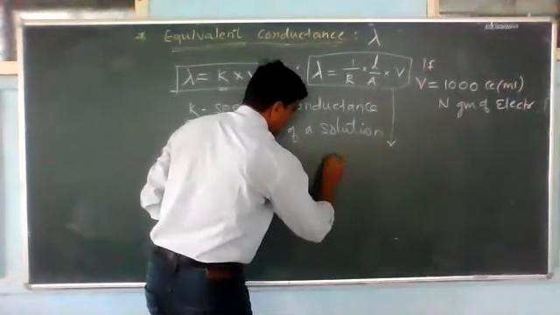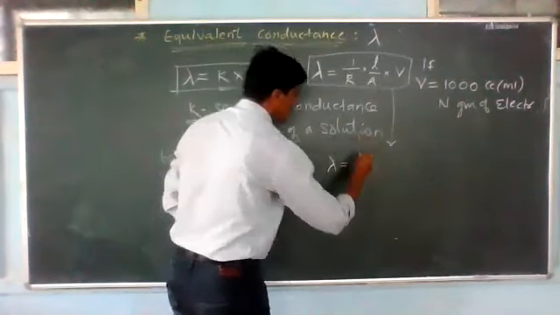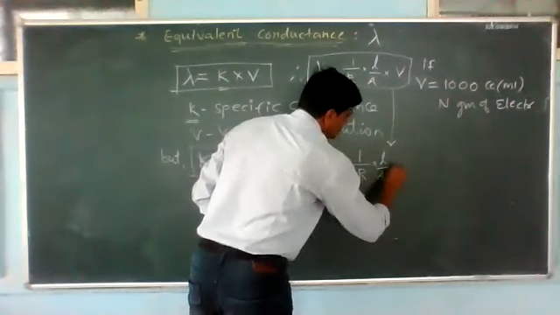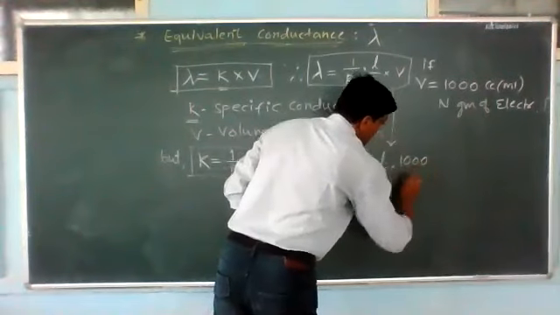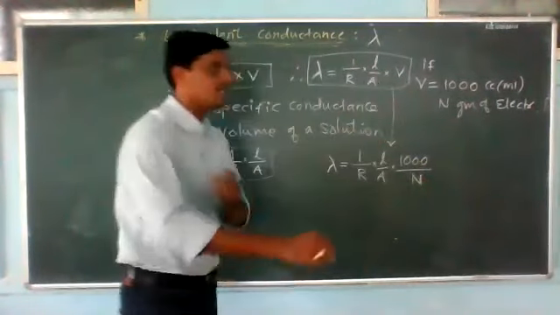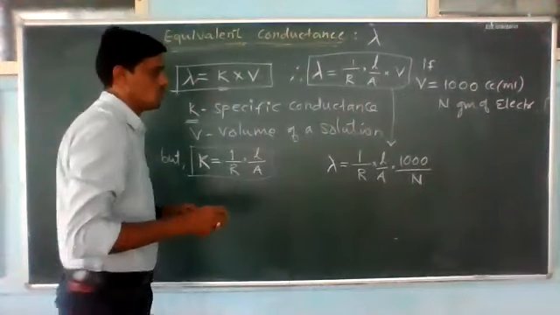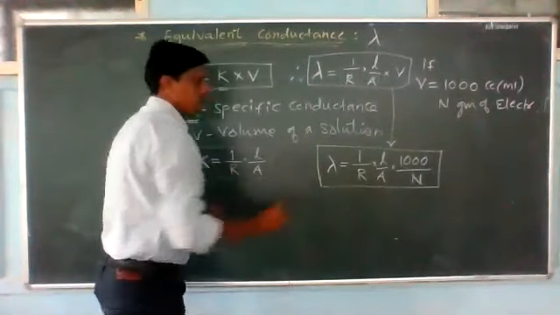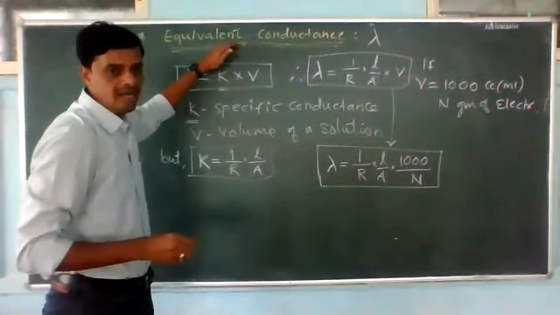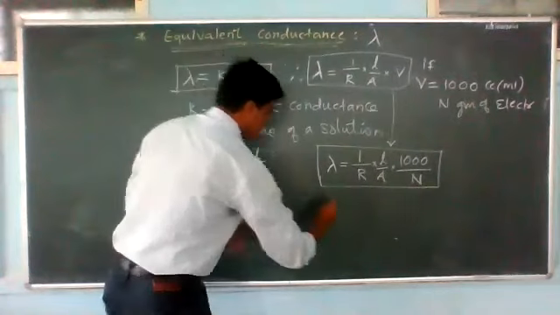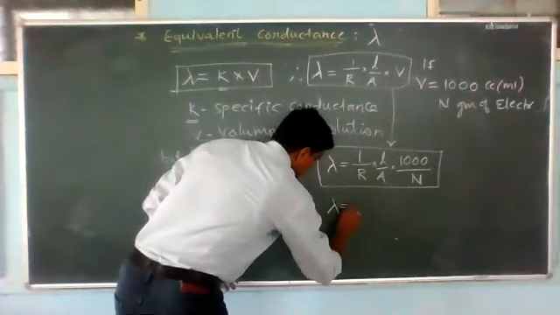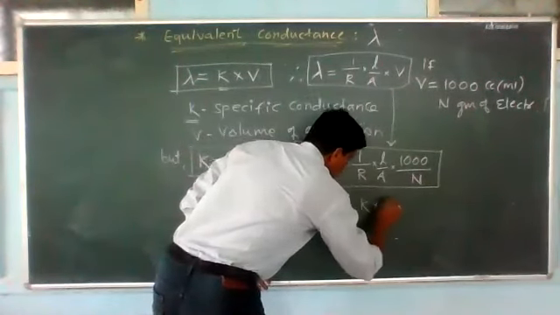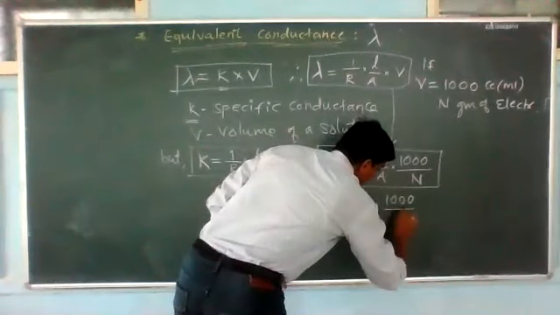as lambda is equal to 1 upon R into L upon A into 1000 upon N, where N is the concentration of solution. This is another form of equivalent conductance. Or in simple terms, we can write this equation in this form also: lambda is equal to K into 1000 upon N.